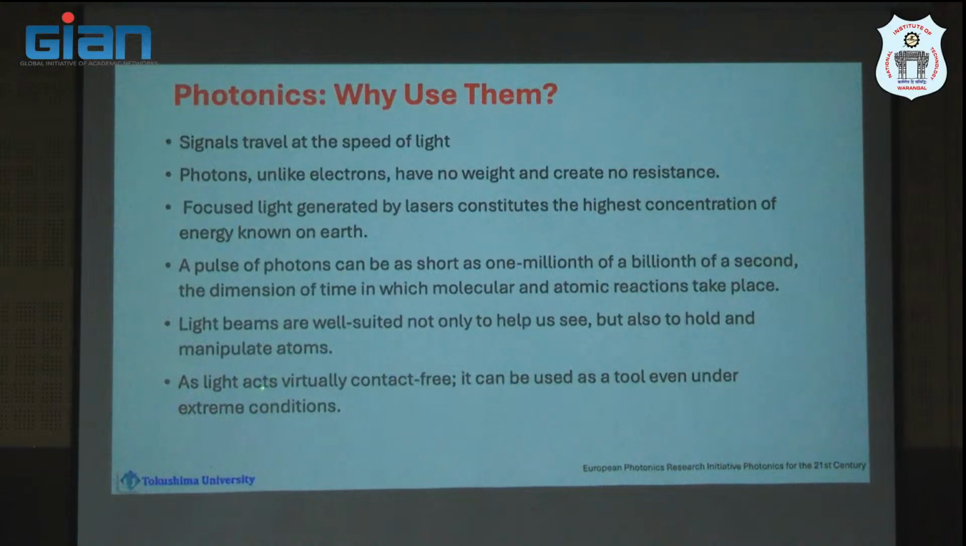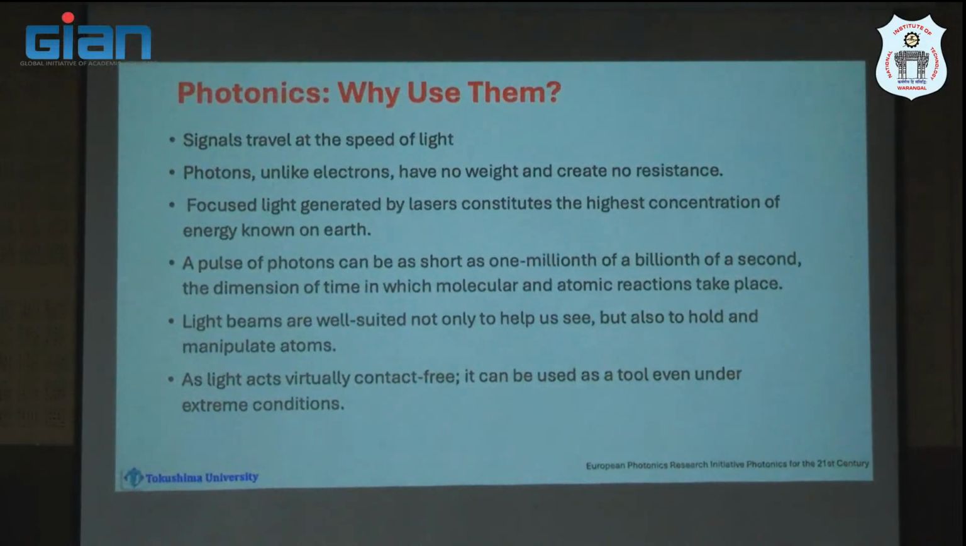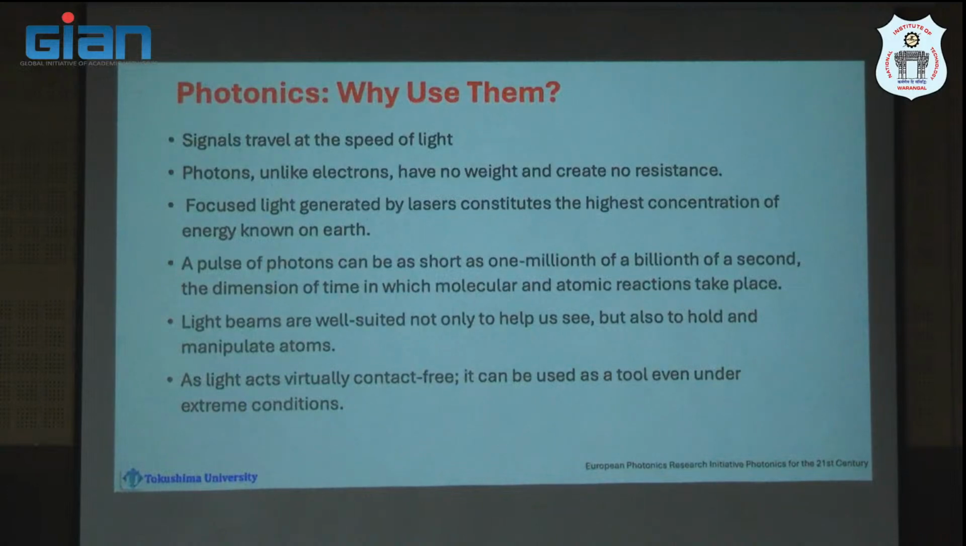So as light acts virtually contact free, light can move freely. You can divert the light but cannot change the light. It can be used as a tool under extreme conditions. Now light is an important part of optoelectronics. Whatever application is related to optoelectronics is about photonics, light.